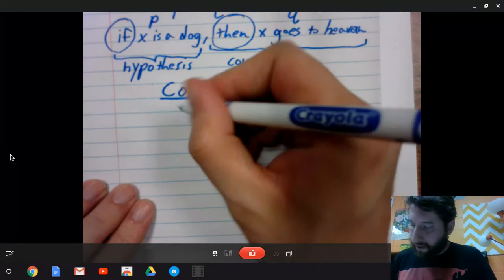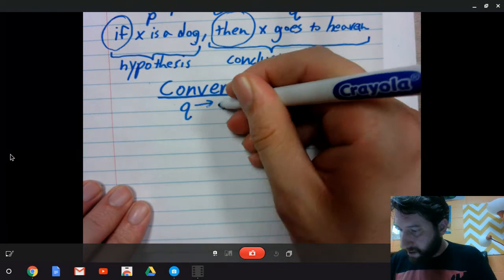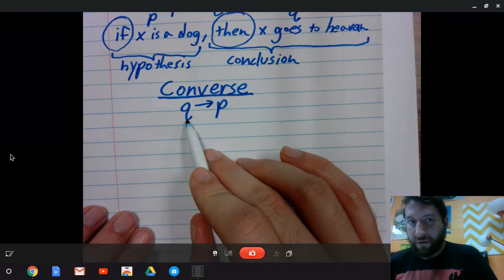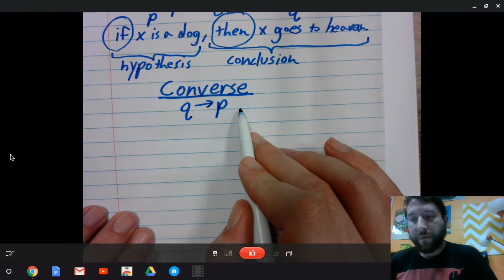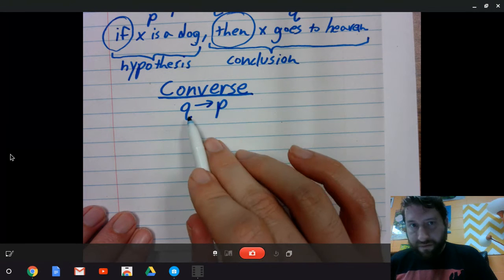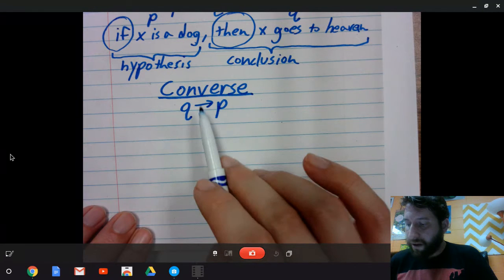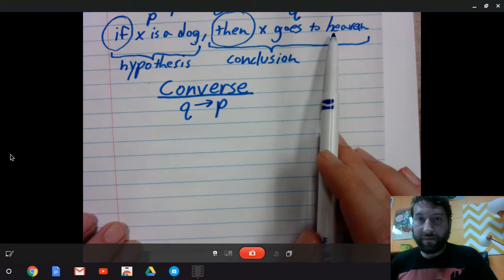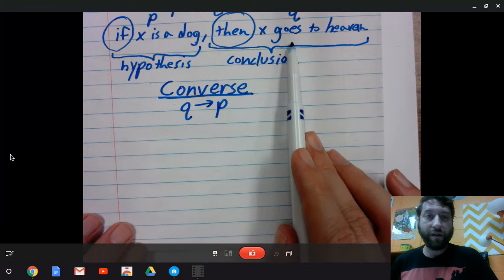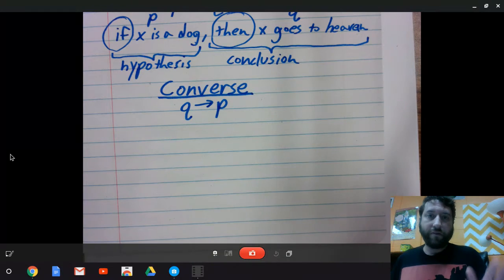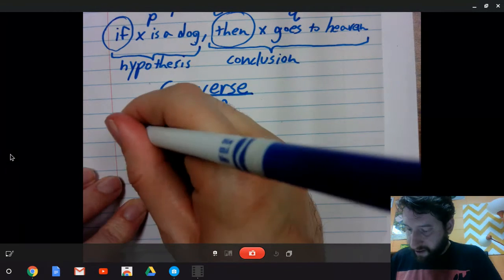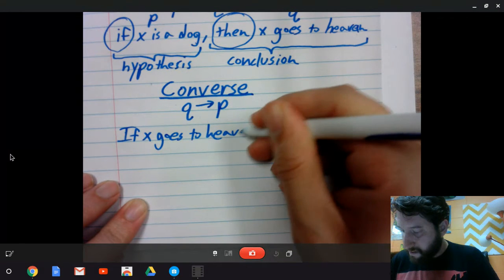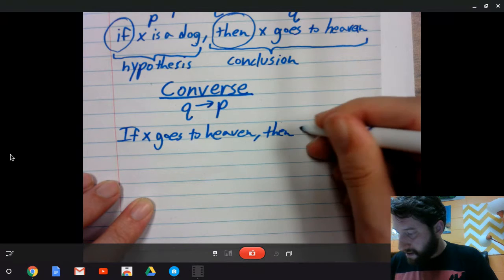So what is the converse? The converse says Q implies P. So if Q is true, then P is true. If the conclusion is true, then the hypothesis is true. Because remember, on this one, we're saying that P is the hypothesis, Q is the conclusion. So Q implies P. That's the converse. So let's see if we can actually rewrite this. We said if X is a dog, then X goes to heaven. So the converse would be I just switch these two around. I don't take a negation. I just switch them around. That's all I do. So if X goes to heaven, then X is a dog.